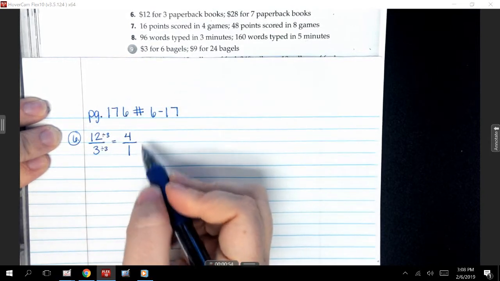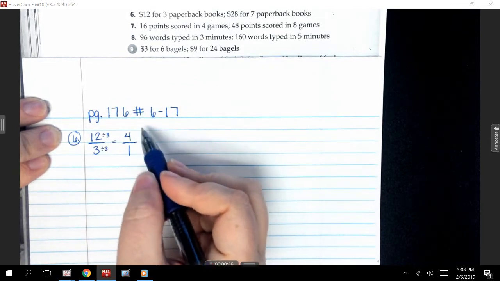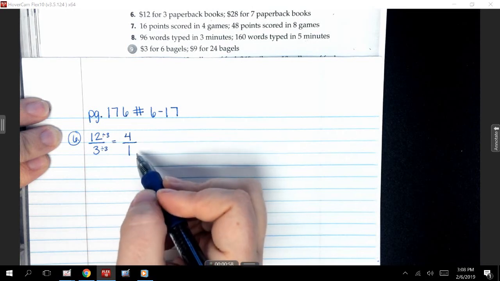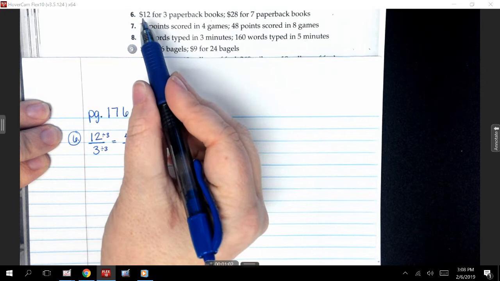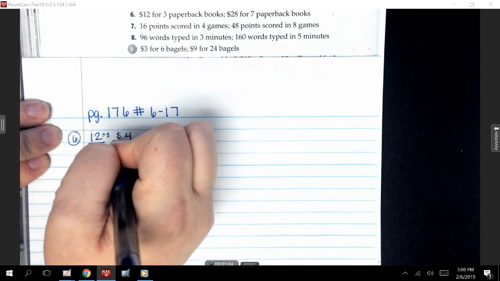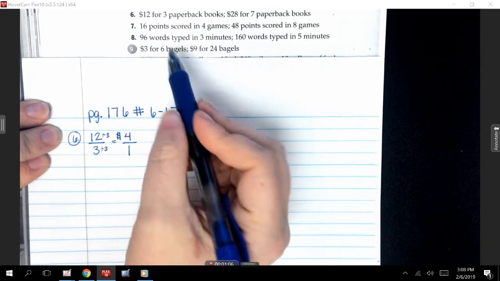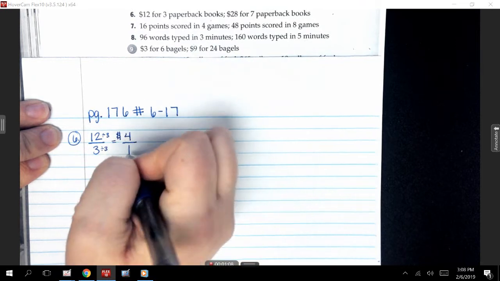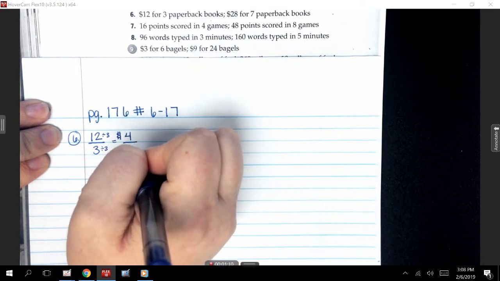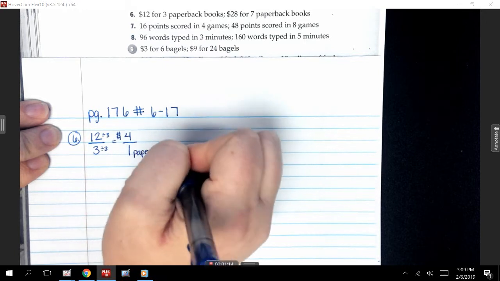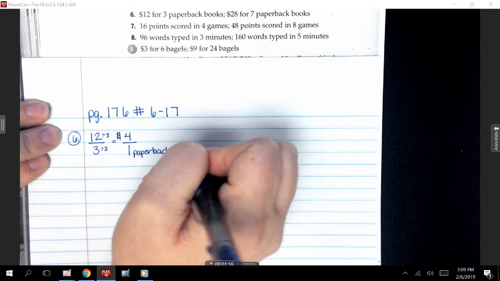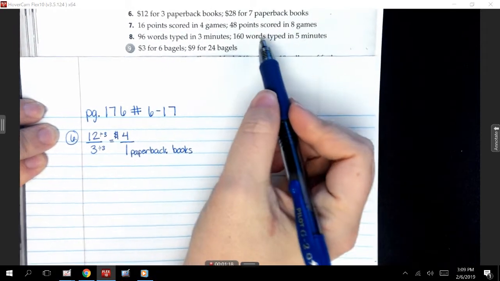So that's close to a unit rate, but remember, a rate will include the measurement. So I'm going to also write in what these two numbers are talking about. My first number was talking about the money, so that's $4, and my bottom number was talking about the paperback books. I'm going to write paperback books. All right, and then I'm going to set up my next ratio.